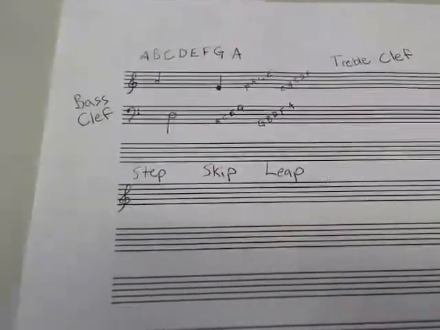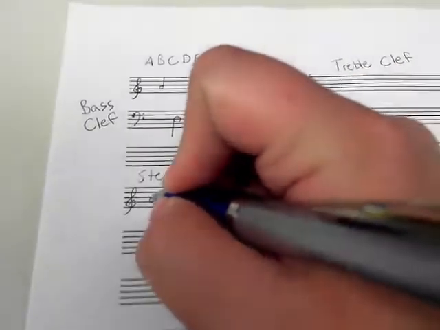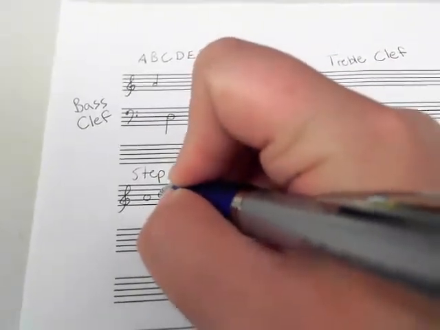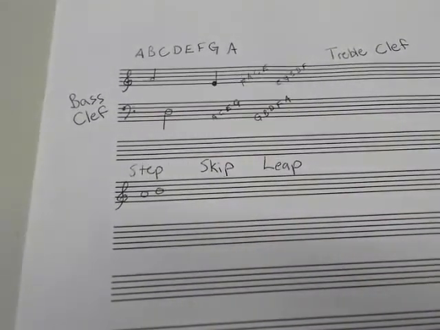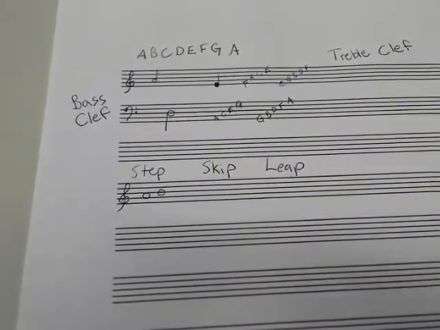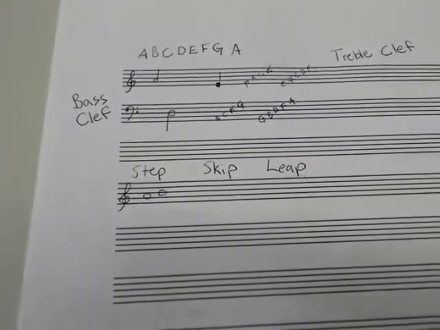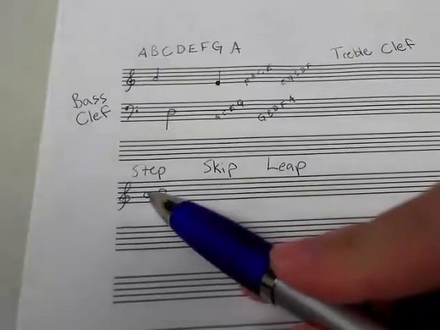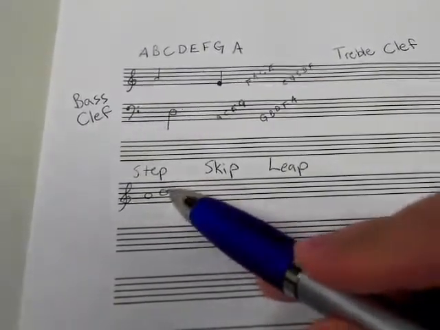So when we have two notes together, we say that there's a step between those notes if the notes are on adjacent lines or spaces. So here we have an A and then we have a B. So the letter names are adjacent, but also the notes themselves are adjacent from one space up to the very next line. We call this a step.